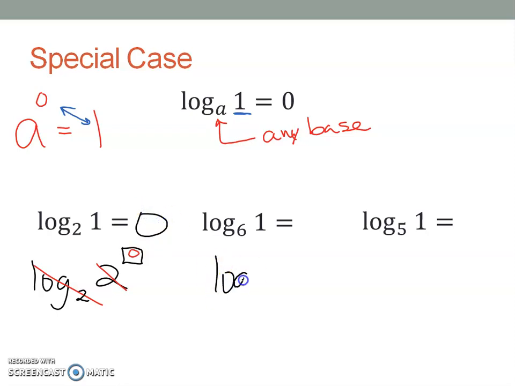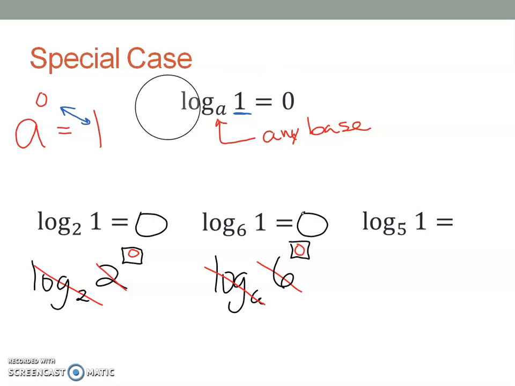Same thing here, log base 6. I've got to rewrite that as 6 to some power. Well, 6 to what power gives me 1? Anything to the 0 power gives me 1. So what's going to go in here? Well, it's going to be my zeros. I can cancel those because they have the same bases. Log base 6 of 1 equals 0.